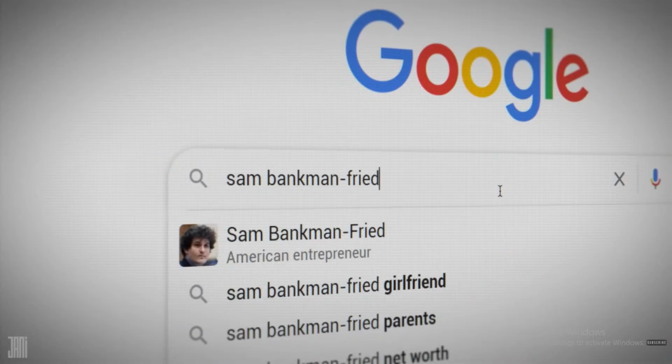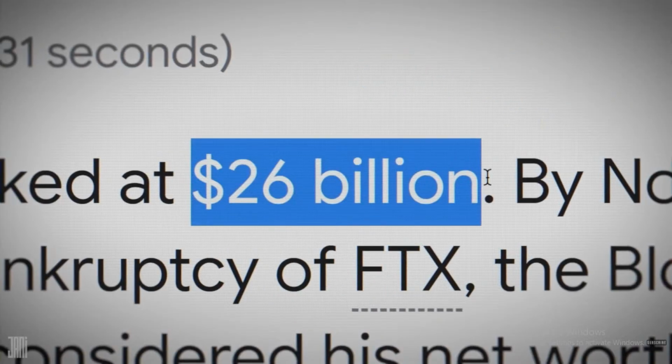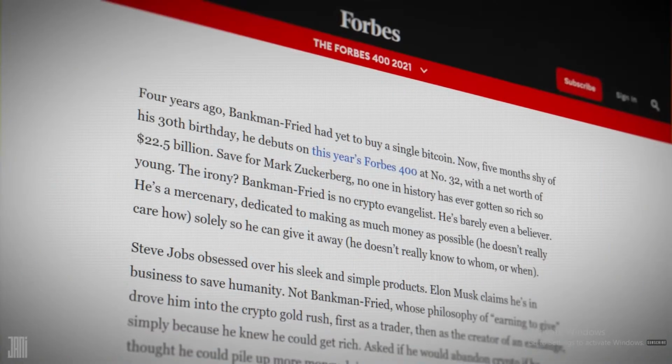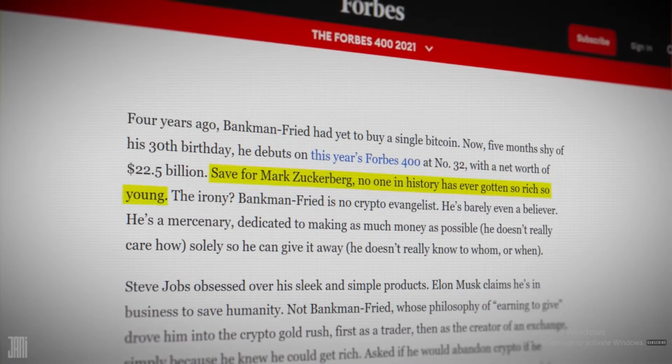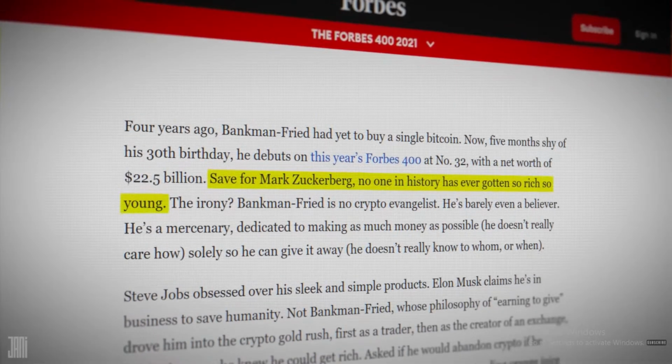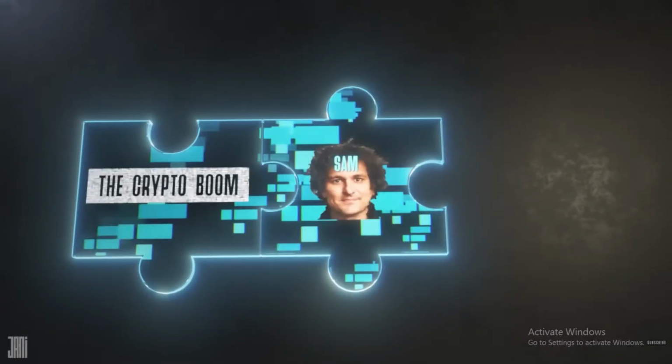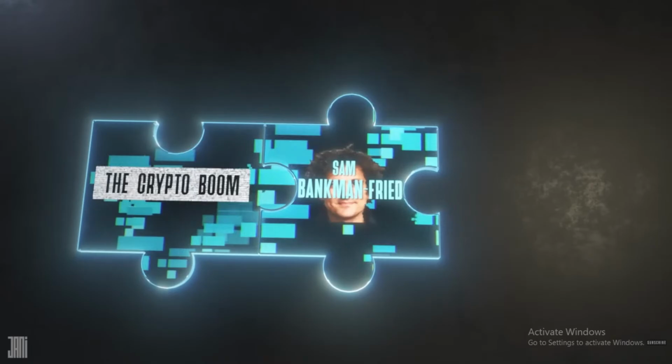At only 30 years old, this guy had an estimated net worth of $26 billion. I mean, Forbes had already done an article on him. Save for Mark Zuckerberg, no one in history has ever gotten so rich so young. Sam is a genius, an effective altruist, and he's also the wealthiest person under 30 in the world.